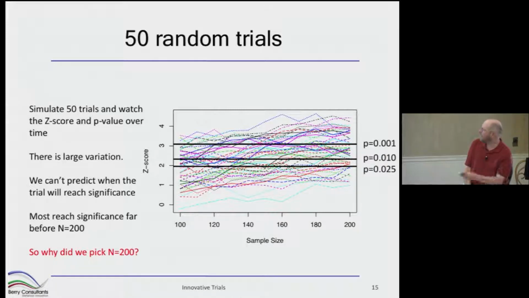So what happens here? Well, at 100, you can see a lot of these are already significant, and they become highly significant. At 150, even more are significant. So most of these, you can see there's a whole bunch of trials. They're significant, and they're significant far before I got to 200. So why did I get 200?